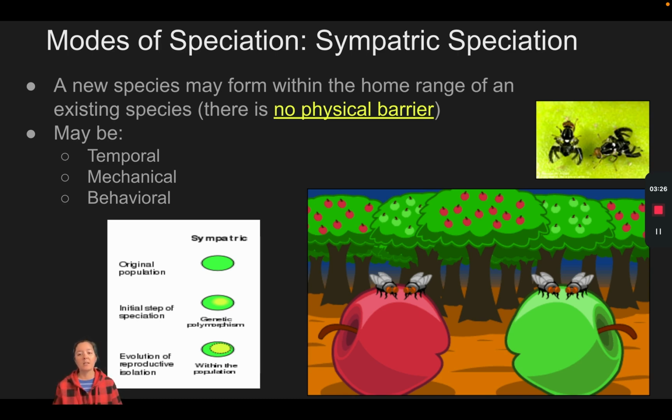So what that means is, for example, here we have flies. These flies look really identical and close to each other. But some of these flies prefer the green apples and some of these flies prefer the red apples. And if I'm a green apple liking fly, I'm probably going to mate with the other flies that also like green apples. Same with the red apple flies. There's no mountain between them, there's no ocean, there's no physical barrier. But that behavior of I'm going to mate with the ones that like the same things I do is an example of this sympatric speciation.